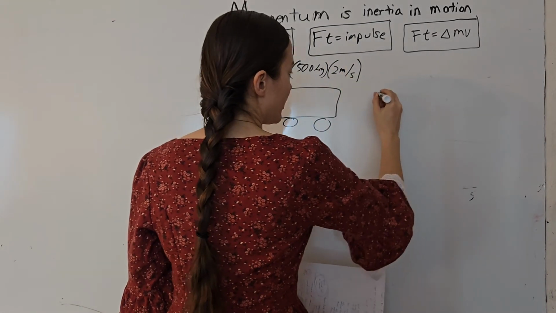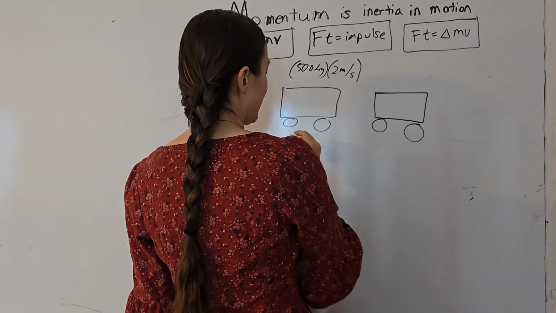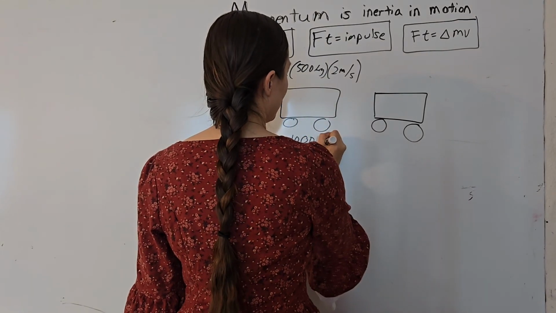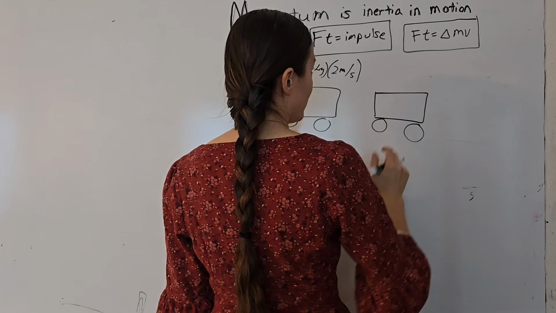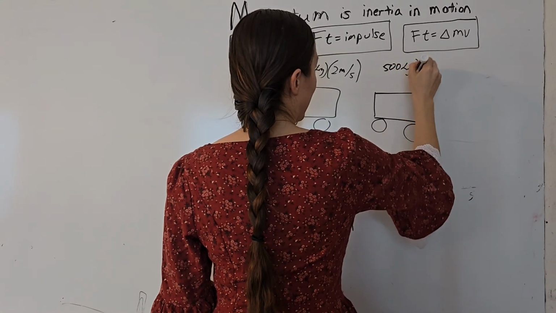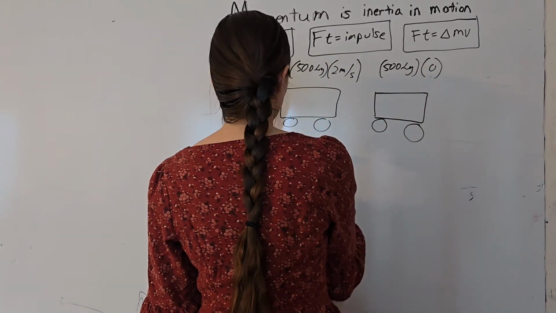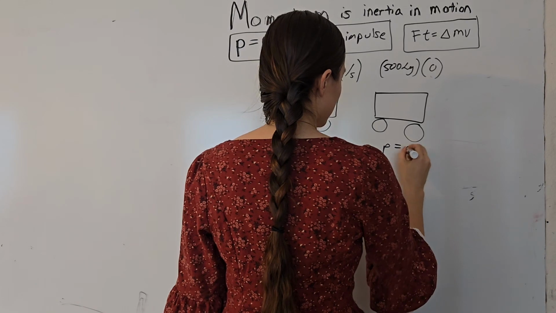And then there's a little train car that's not moving at all. So we know this guy's momentum is 1,000 kilogram meters per second. But this guy isn't moving at all. So we know his momentum is 0, because his mass might be 500 kilograms, but his velocity is 0. So this guy's initial momentum is 0.